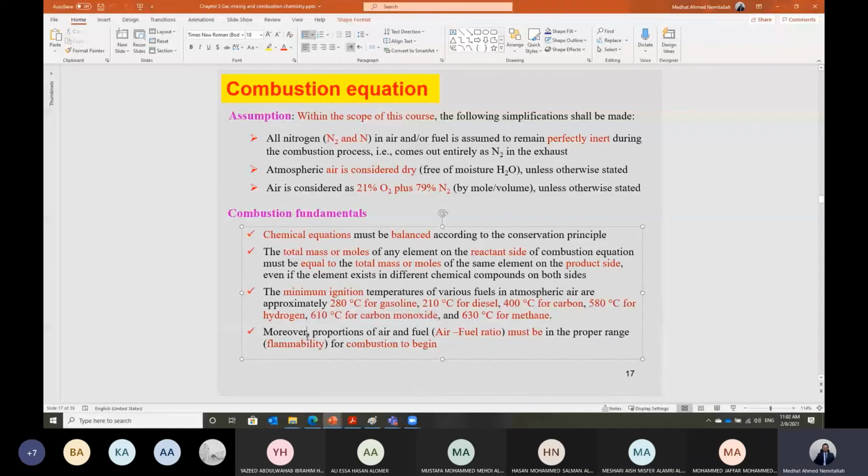One more condition to have combustion is that the air to fuel ratio must be within the flammability region.